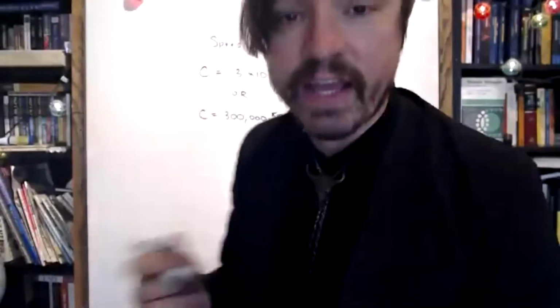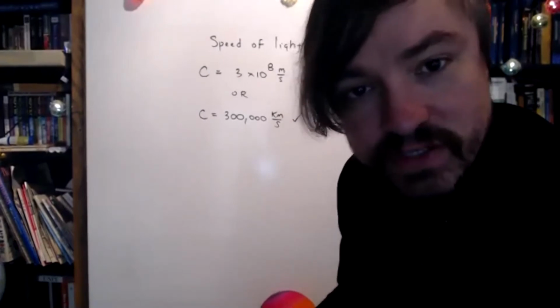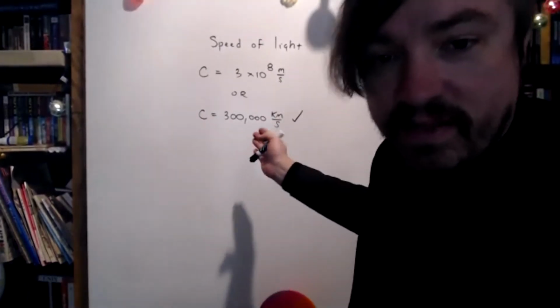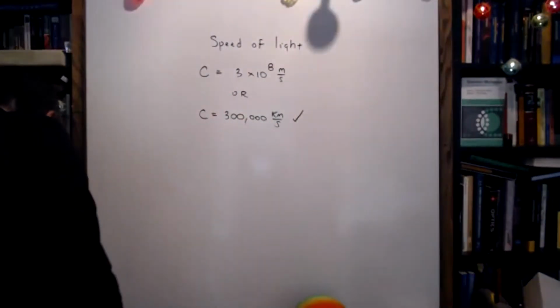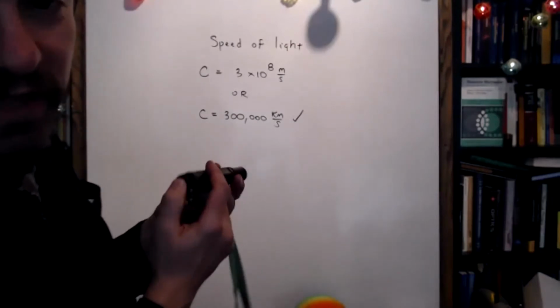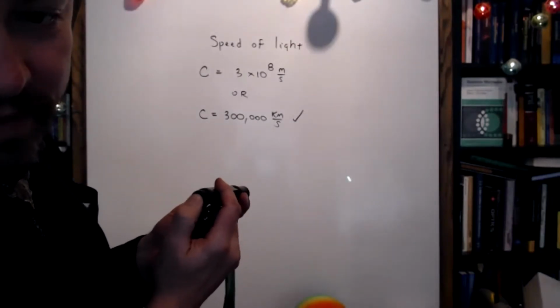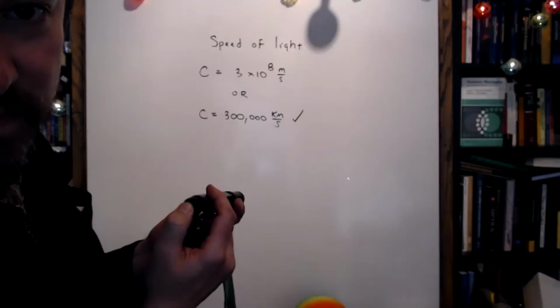Do you guys have any idea how one measures the speed of light? I mean, it's pretty fast, right? It's not like you can just sort of click on this laser pointer and see it travel. I mean, it seems to be instantaneous.